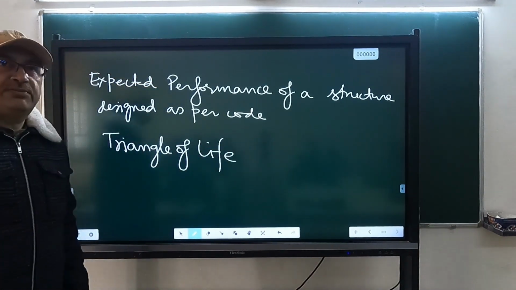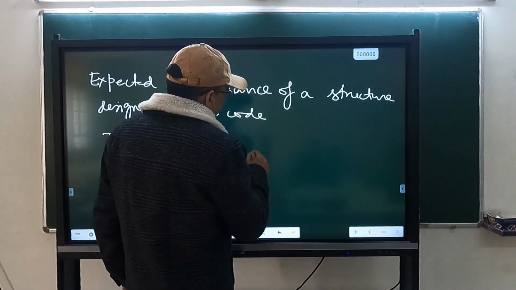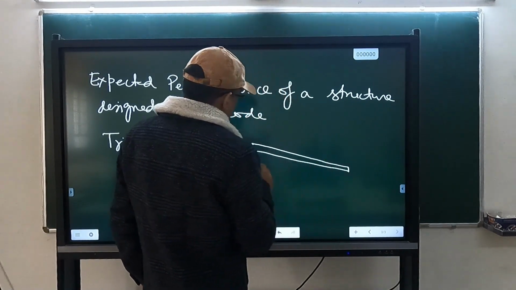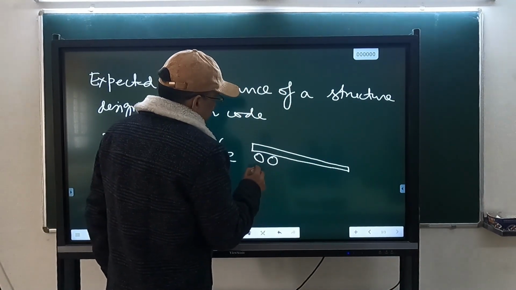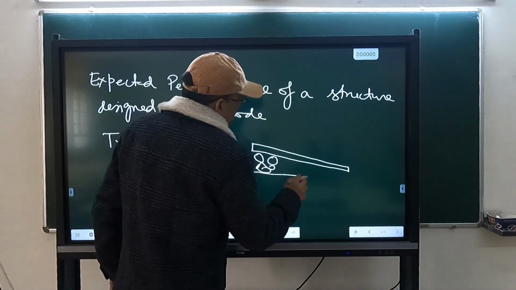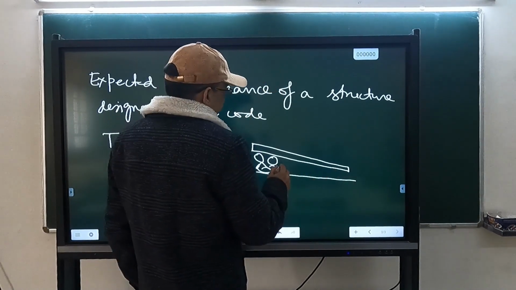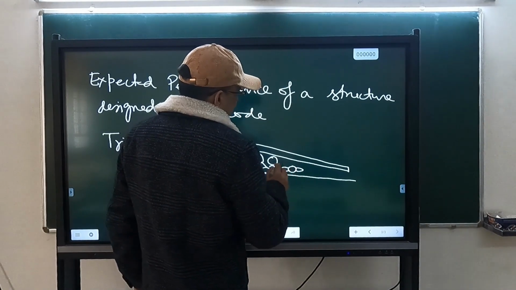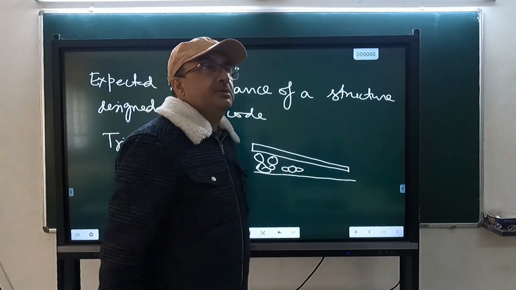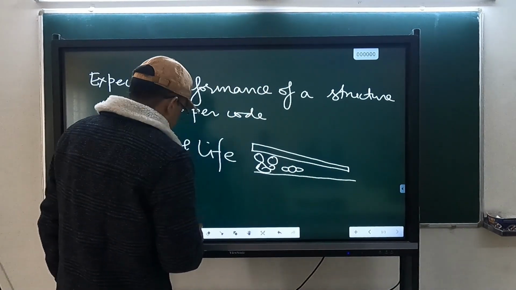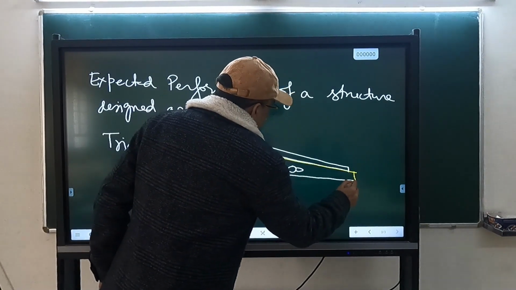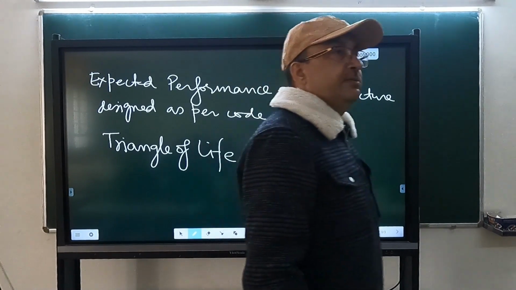What is the triangle of life? When the slab is falling, it will never be perfectly flat. Suppose there is some debris here. The slab will fall like this. And by chance, if you happen to be here, if you are lying here, you may be safe. So this is called the triangle of life. This is our triangle of life.